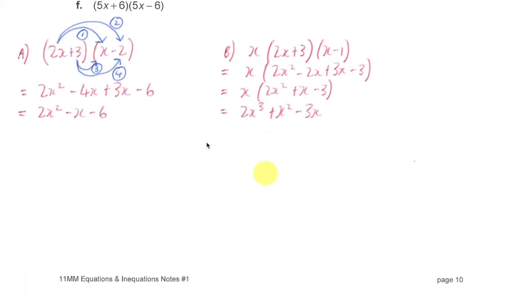Alright, so expanding the following. First one, for a: 2x times x is 2x squared, 2x times negative 2 is negative 4x, 3 times x is positive 3x, and 3 times negative 2 is negative 6. Collecting like terms gives us that. For b, I've got 3 factors listed. I always expand out the brackets first, so I'm going to leave the x there. 2x times x is 2x squared, 2x times negative 1 is negative 2x, 3 times x is positive 3x, and 3 times negative 1 is negative 3. Collecting like terms, then multiplying the x through.